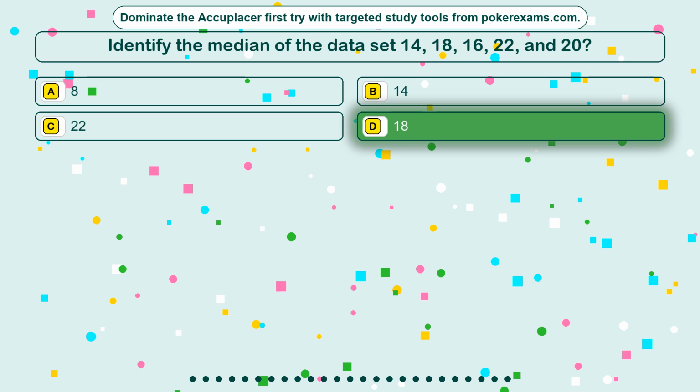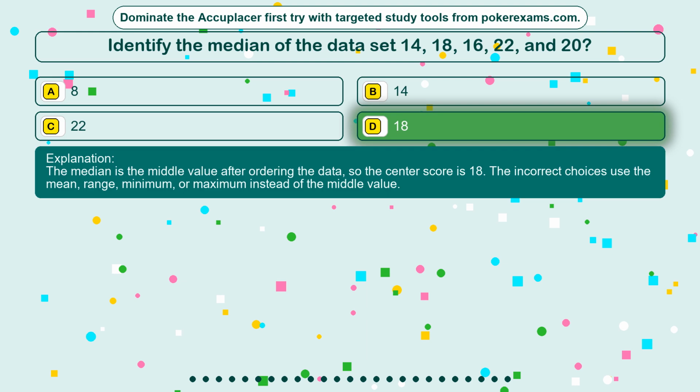The correct answer is option D, 18. The median is the middle value after ordering the data, so the center score is 18. The incorrect choices use the mean, range, minimum, or maximum instead of the middle value.